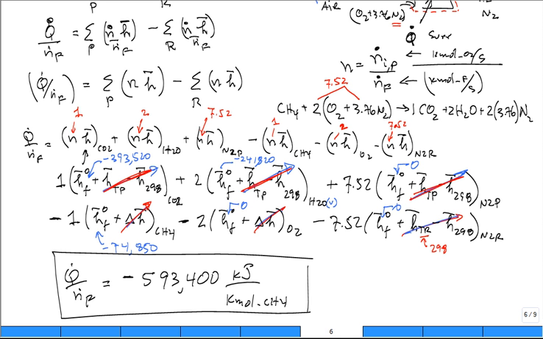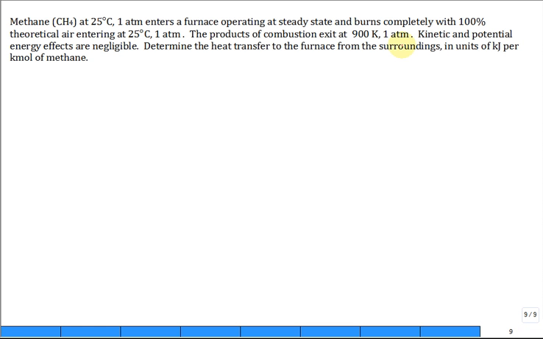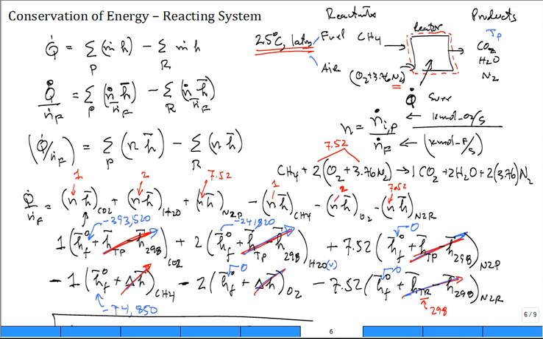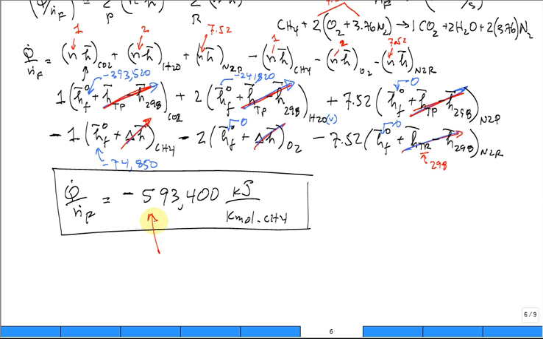All right? Let's say we changed the problem up, and this is the same wording, but the products of combustion exit at 900 Kelvin. Now calculate the heat transfer. Jump back to the problem here. Do you think we'll get something? I know that negative sign is always something to struggle with, but the magnitude of it will be smaller than 593,400. True? If you go back and solve this problem, you'll have to change right here. You'll have to change right there. You'll have to change right there.